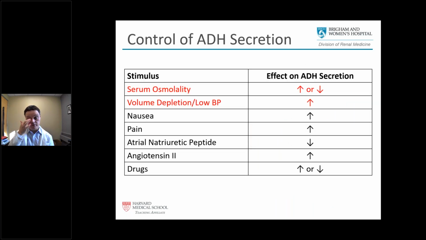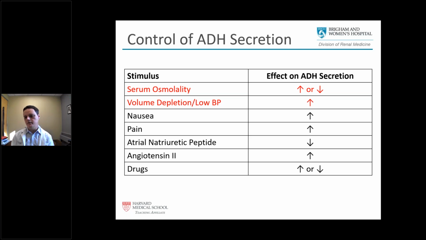What are the things that control ADH secretion? Well, serum osmolality obviously controls ADH secretion. ADH is antidiuretic hormone. And so the idea is this is a hormone which reduces the urine output by concentrating the urine. So if your serum osmolality changes, your ADH secretion will go up or down.